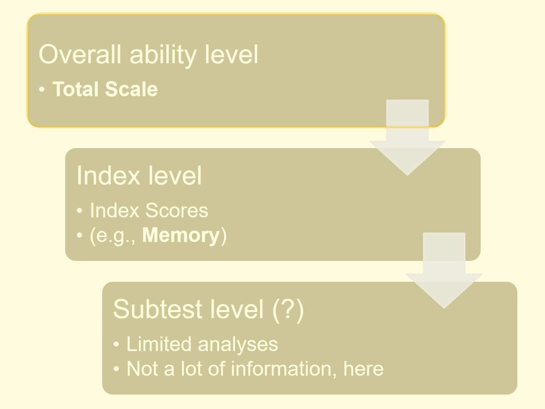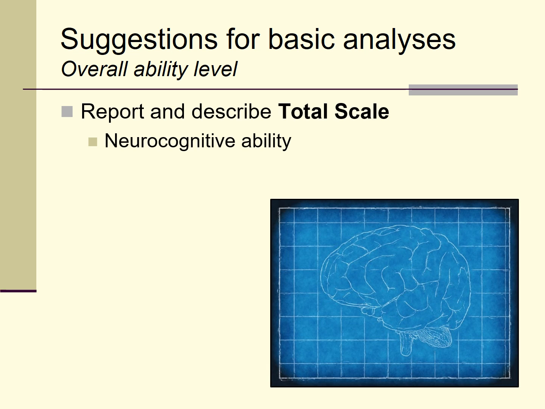Well, we can begin at the overall level of ability. And here, what we're doing is we're looking at the total scale score for the person. So if we were going to write a report, we might begin by reporting and describing the total scale score for the RBANS. This is our assessment of the client or the subject's overall neurocognitive ability.